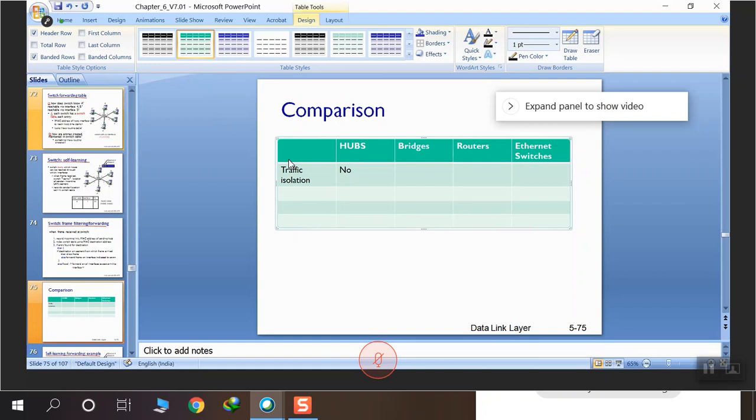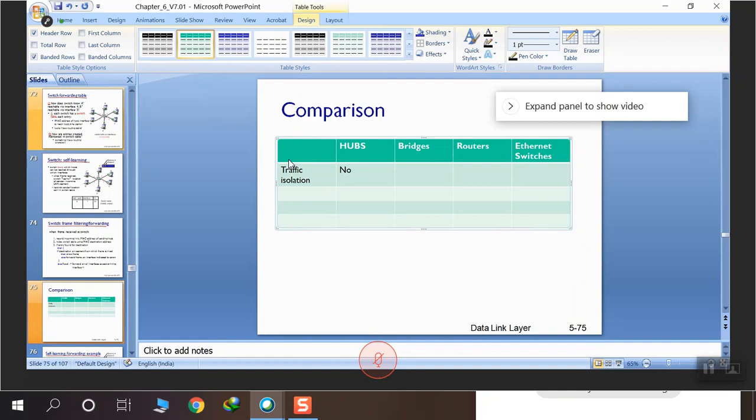Then we have optimal routing. No routing is done by hubs here. No routing done by bridges. Yes, a router's main function is routing. They can do it. And switches also, no option. And then the last point that we just now discussed, cut through.